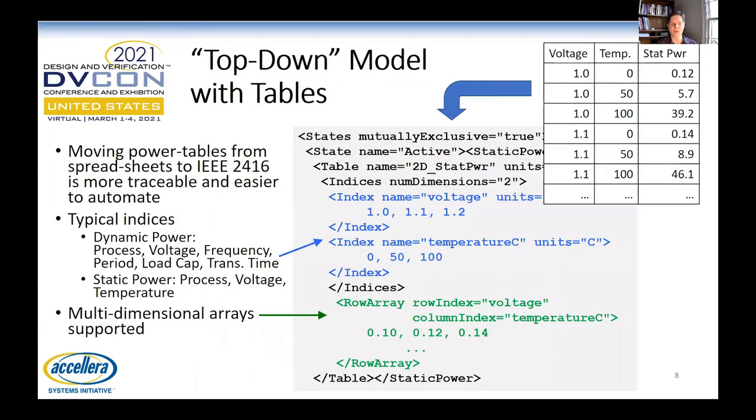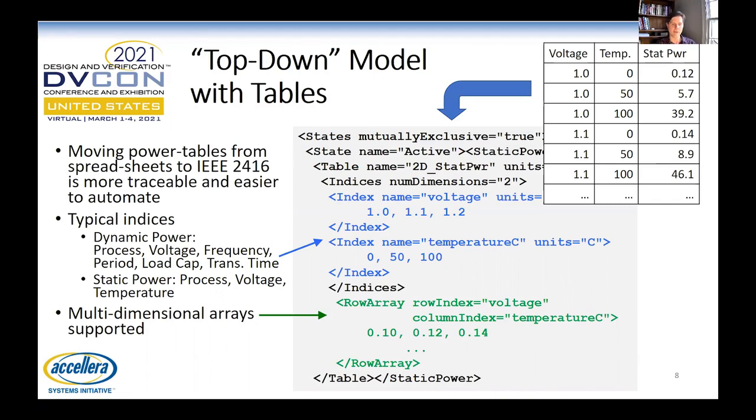Well, first of all, 2416 helps me to manage my data. Using XML table elements, I can track all of the details for the static and dynamic power for each benchmark, which appear as power states, just like they do in the 1801 standard for power intent.